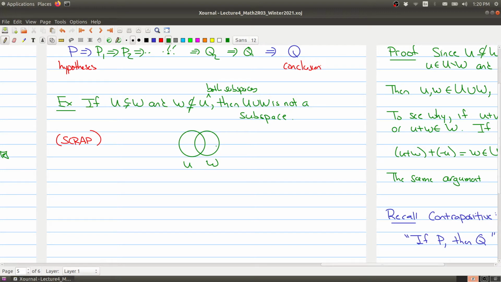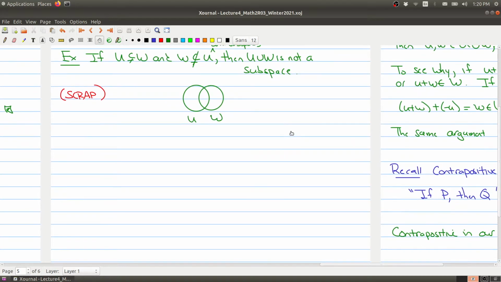I want to illustrate this idea of moving forwards and backwards using a scrap paper approach, so you can see how this works. You want to start thinking about what information I know. I'm given that U is not contained in W. What that means is that there is a u in U minus W.